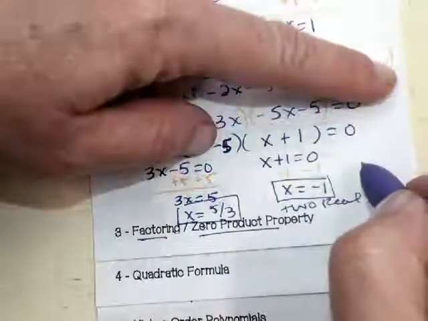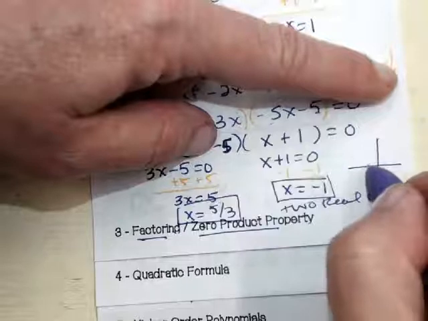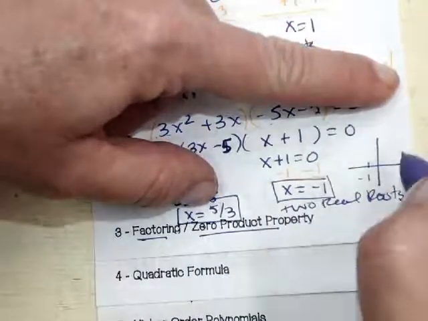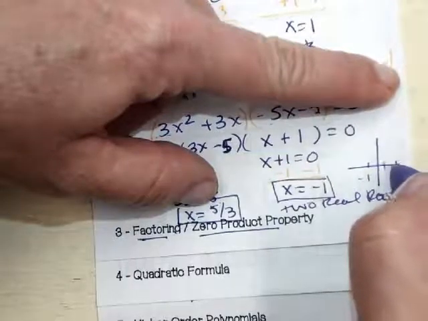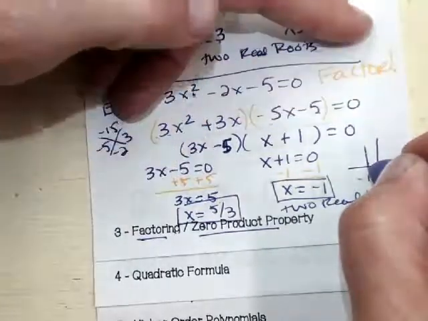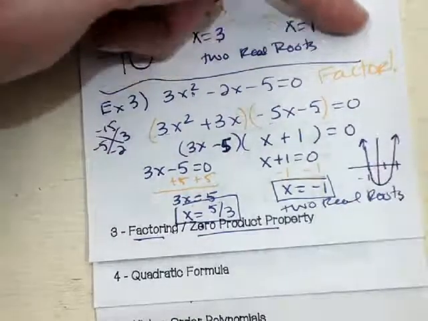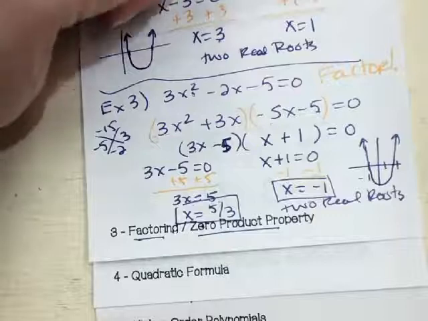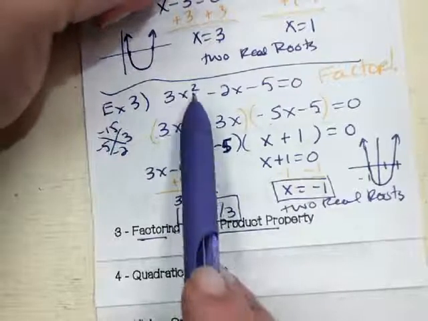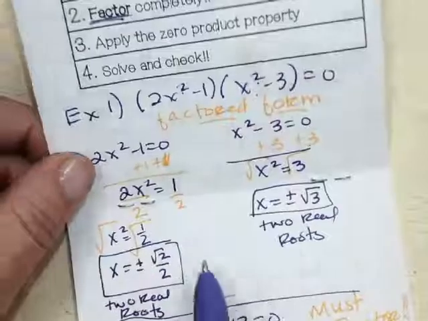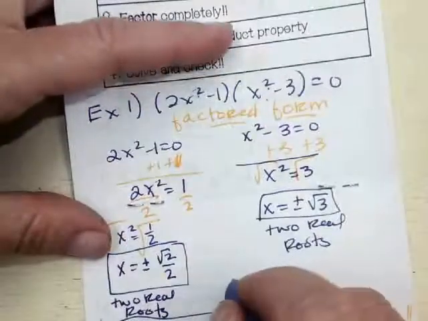And my graph would look something like this. It's going to cross at -1. And 5/3 is what? 1 2/3? So there's 1, there's 2, so somewhere in there, my graph is going to look something like that. That says I have 2 solutions. I found my 2 solutions, and they happen to be real numbers, numbers we can put on a graph.